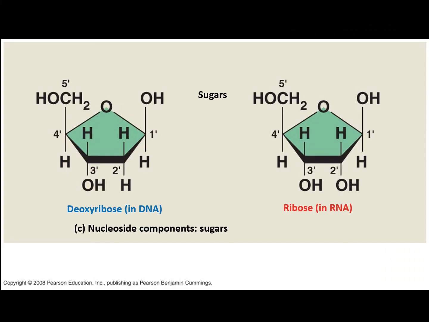So this is an up-close picture of a comparison between deoxyribose, which is in DNA on the left, and ribose, which is the sugar in RNA. So you can see as far as chemical makeup, they really are pretty similar. However, you will notice that on the second carbon of the carbon ring, deoxyribose is lacking 1 oxygen. So therefore, we call it deoxyribose.